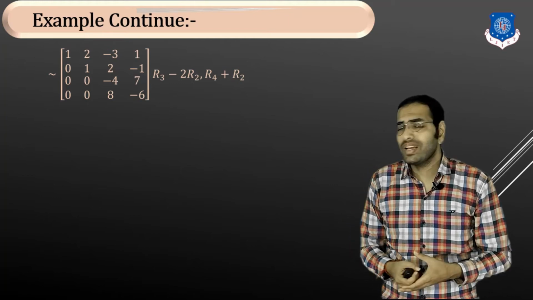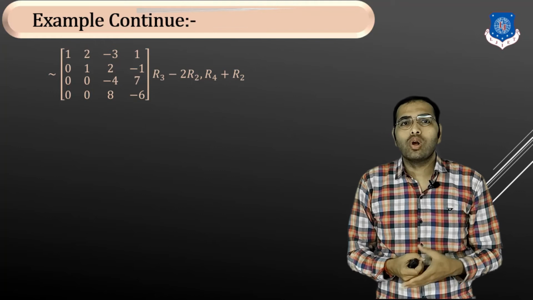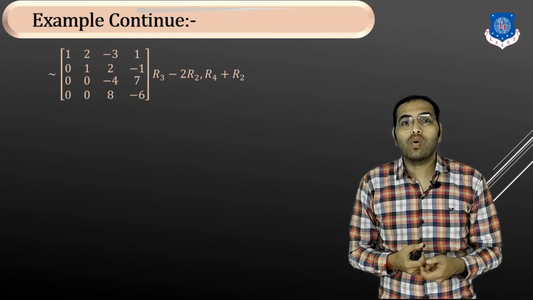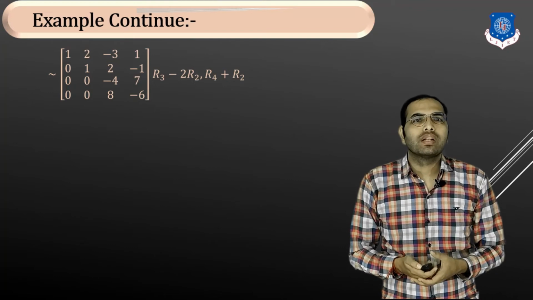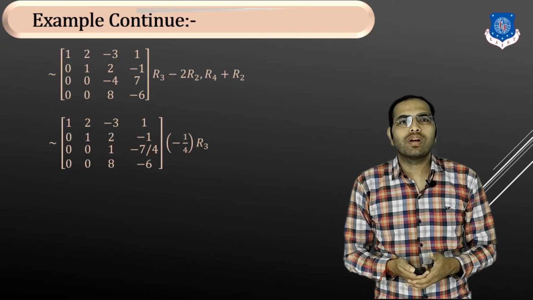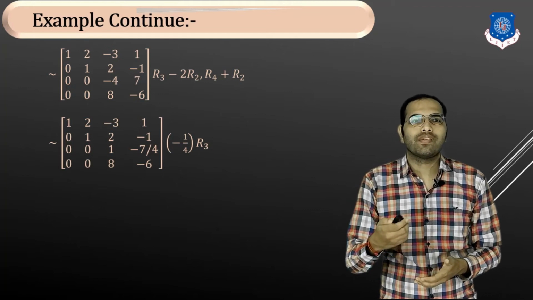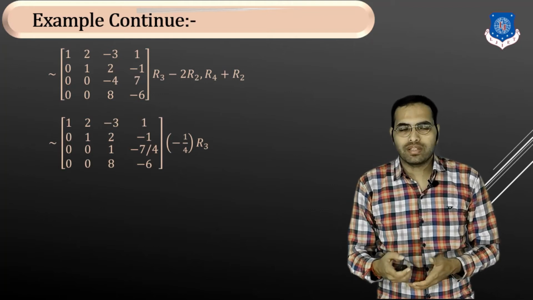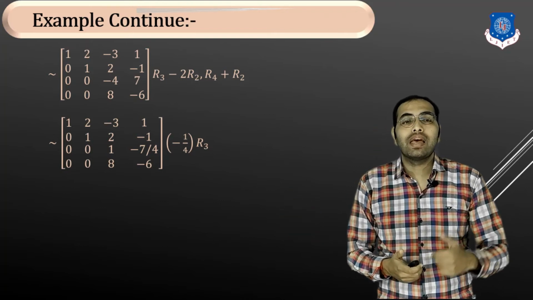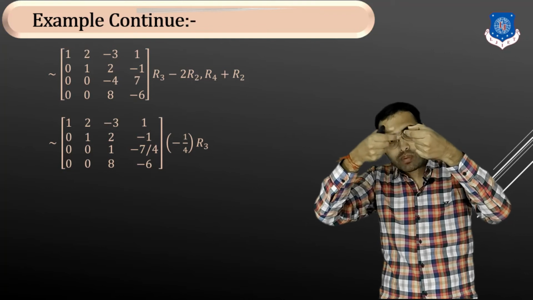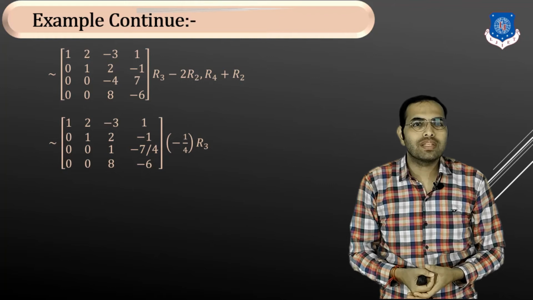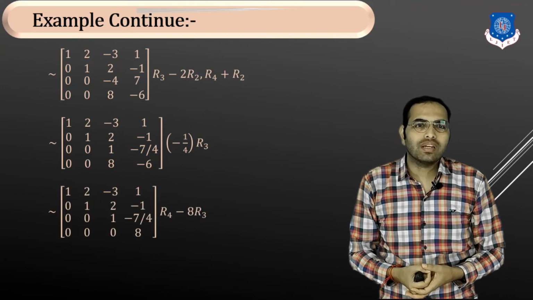Now, in the third row, to make the leading element 1, divide the third row by minus 4. Then our matrix becomes 1, 2, minus 3, 1, 0, 1, 2, minus 1, 0, 0, 1, minus 7 by 4, 0, 0, 8, minus 6. With the help of that particular leading element, applying the operation on the positions below the leading element, making them 0. That means R4 minus 8R3.